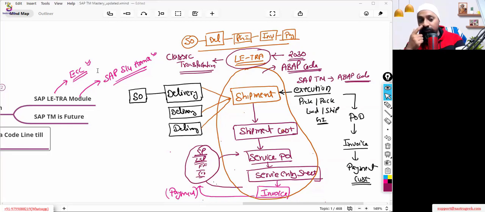Any question? If you have any question, put your question. If you don't have any question, put NQ on the chat window. Put NQ on the chat window. Everyone.